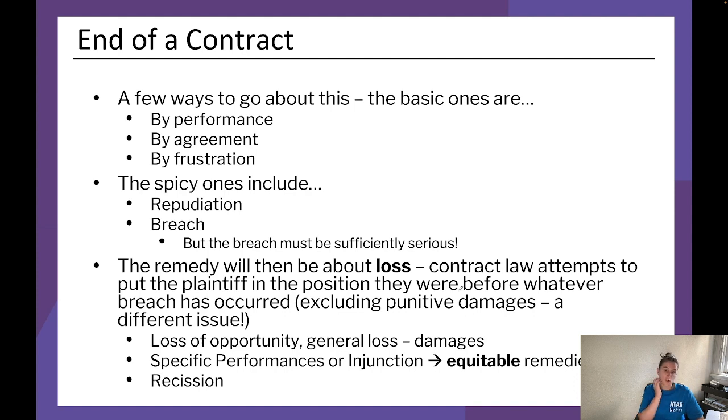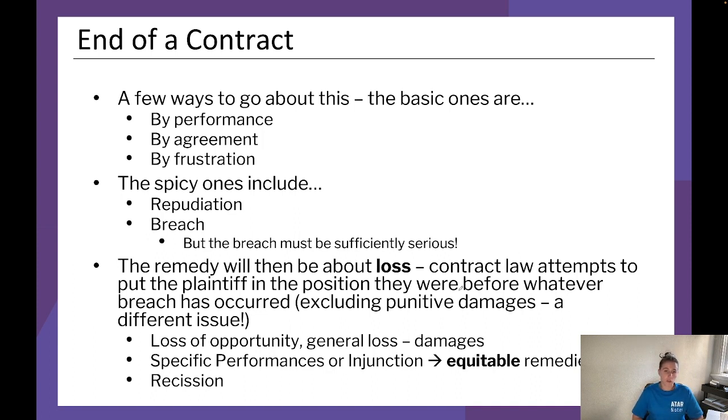Spicy ones include repudiation and a breach of contract. Repudiation refers to the fact that one party is unable or unwilling to fulfill their side of the contract. So it might be, I hired you to mow my lawn. I have a contract with you to mow my lawn 4 times, but you are going bankrupt. You do not have the ability to fulfill your side of the contract. I'm going to repudiate this contract.